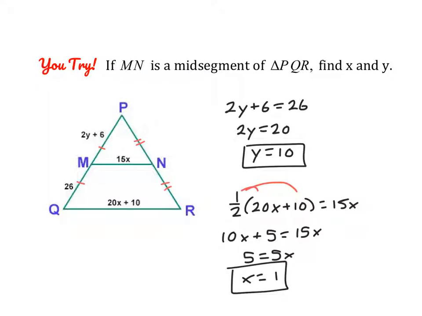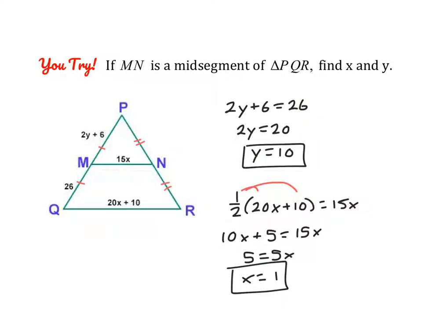All right, so here, since I'm told that MN is a midsegment, I know that PM is going to be congruent to MQ. That's one of the things that a midsegment does. So I can say 2y plus 6 equals 26, and I can solve for y.